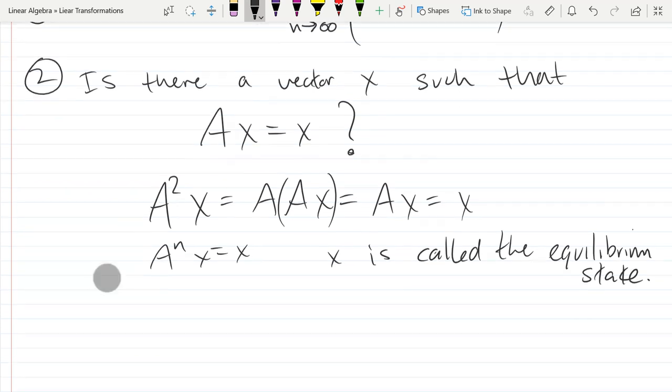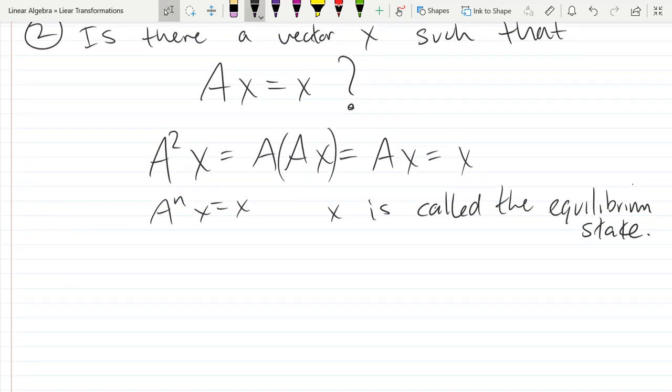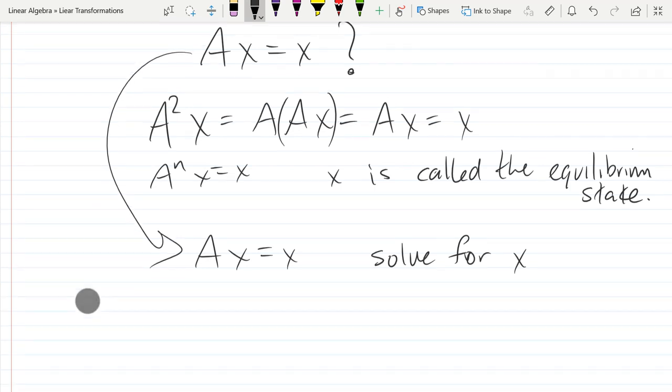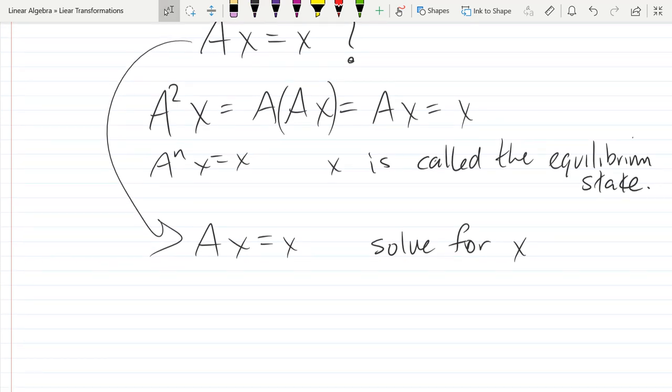All right, so let's do it. I'm just going to look at this Ax equals x again. If we can solve this Ax equals x for x, then we found our equilibrium state. All right, how in the world can we solve for x? It's in two places. How do I get x on one side? We want to get x on one side with no friends. How do I get x on one side?